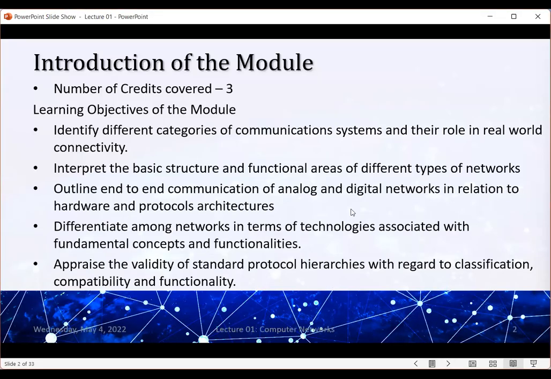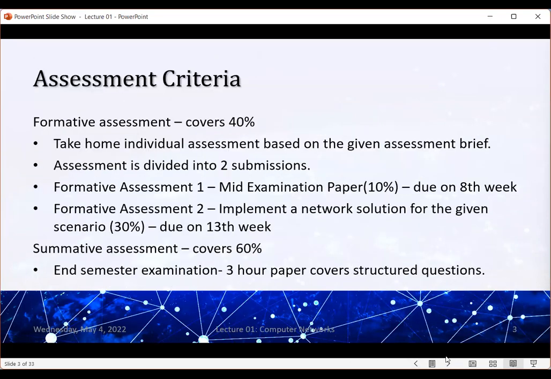Let's see the module overview first. When you complete this module, you can complete 3 credits. And these are the learning outcomes you should complete by completing this module. First, we will learn the different categories of communication systems and their role in real-world connectivity. With that, we will learn deeply regarding the terminologies in computer networks.